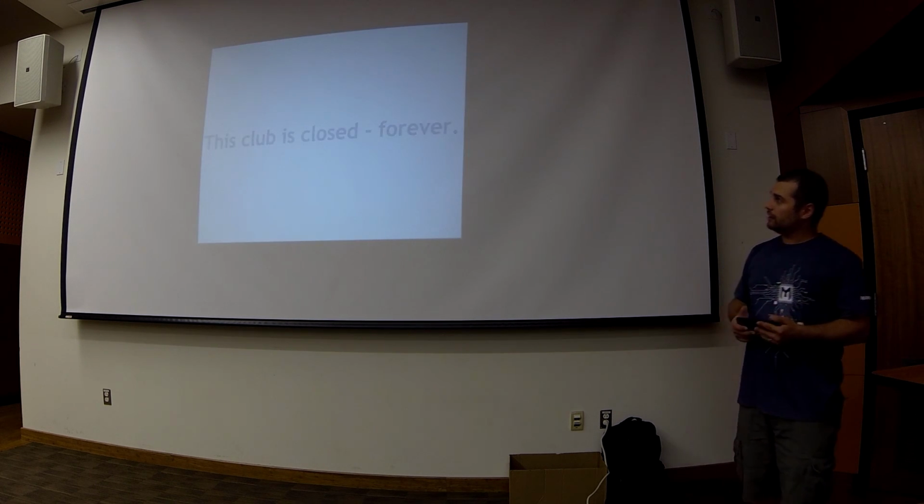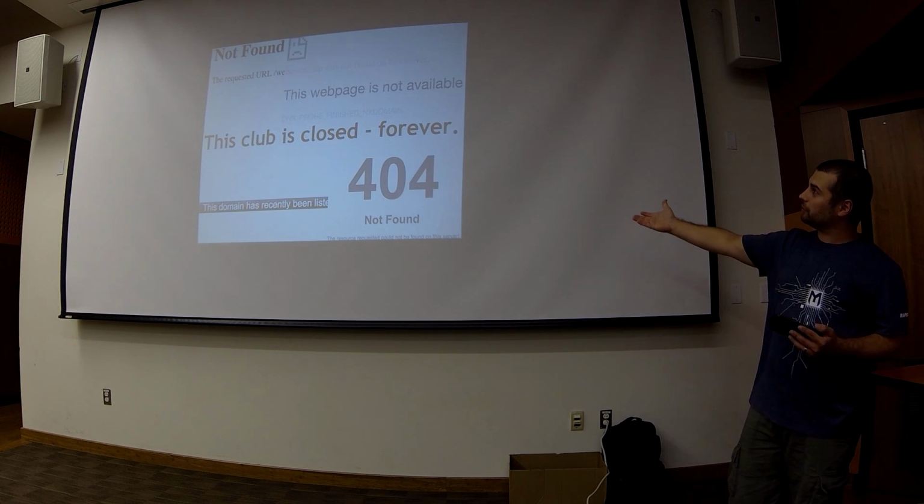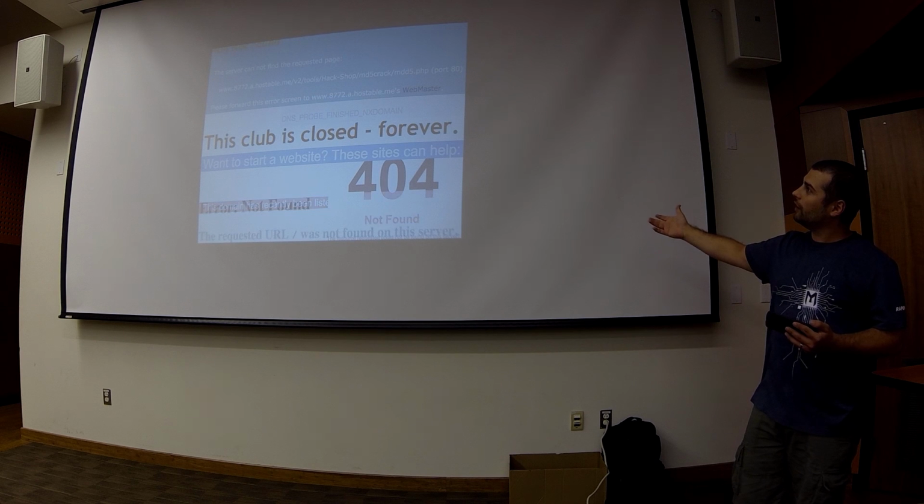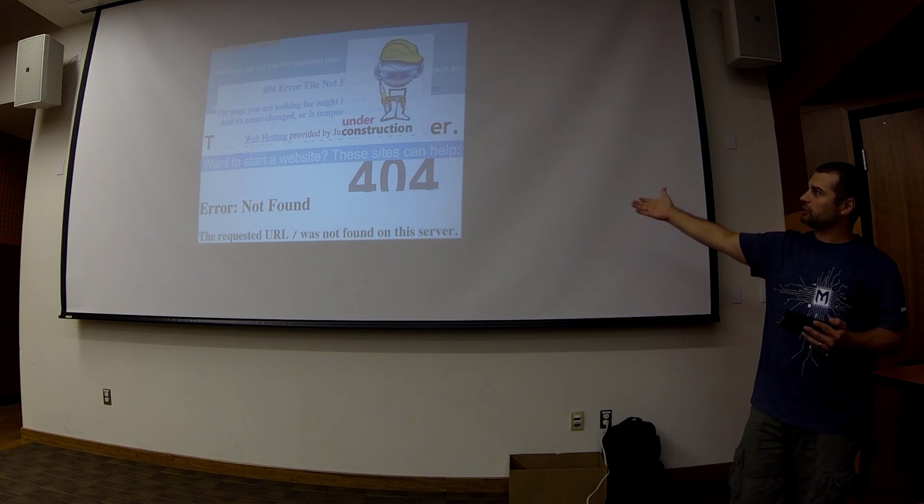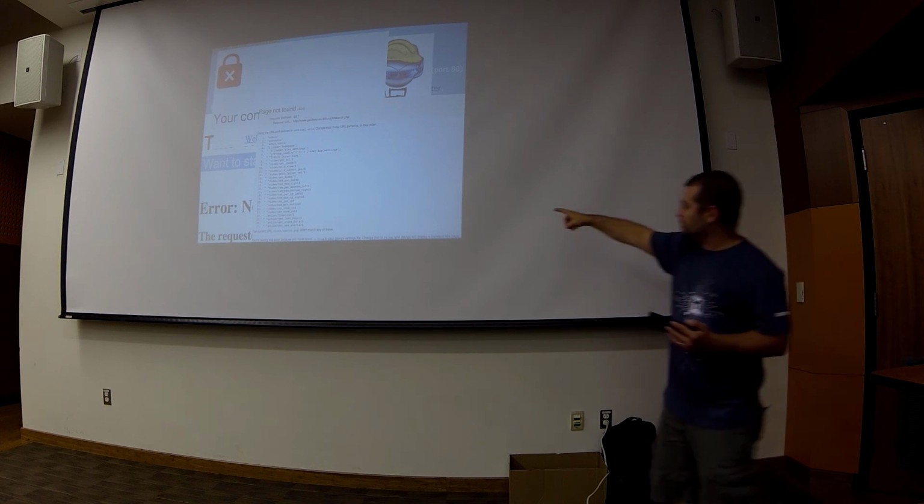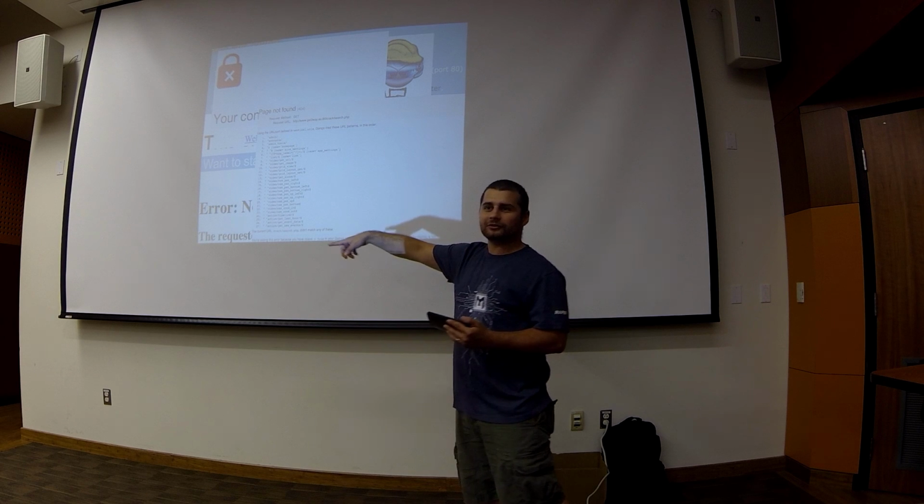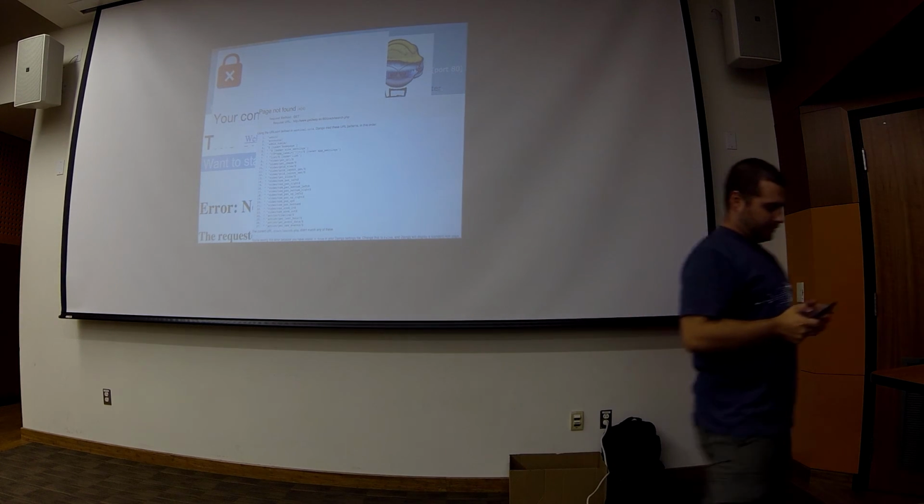So for instance, this club is closed forever. This domain has recently been listed. You have 404s, webpage not available. All of these are legitimate, used to be password cracking websites. There's "your connection is not secure," and this one is Django with debug on, and they're giving a 404, so you can get all their debug information. That's pretty nice of them to do that out there for us.